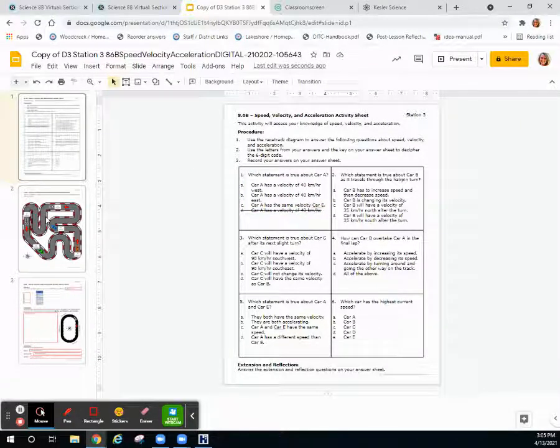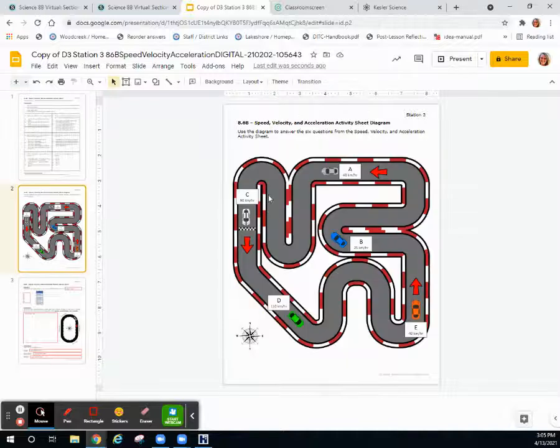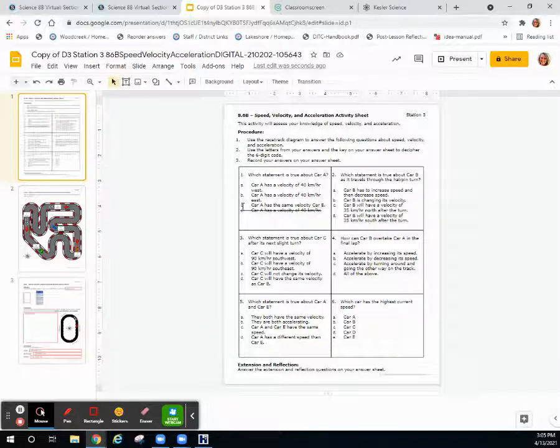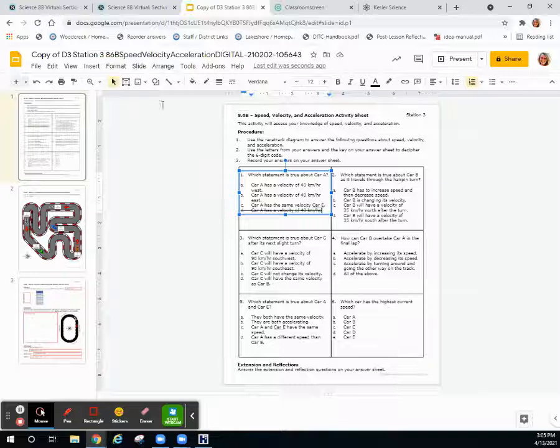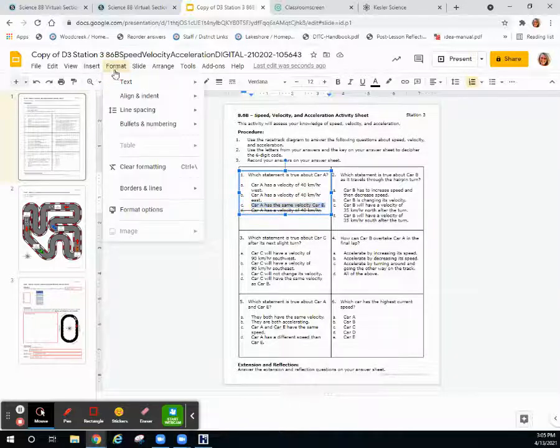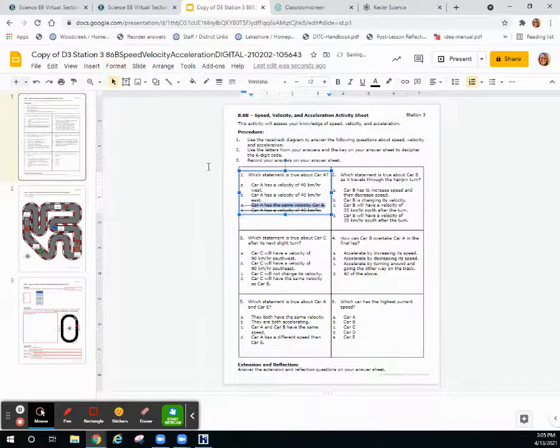So C says it has the same velocity as car E. So here's A, 40 kilometers per hour to the west, according to my compass. And E is going 40 kilometers per hour as well, but it is going to the north. So they do not have the same velocity because they are not going in the same direction. So I'm going to eliminate C as well. I'm going to format, text, strike through.